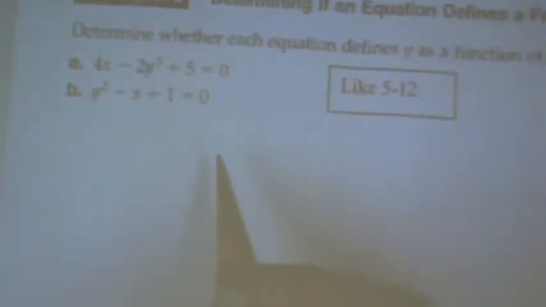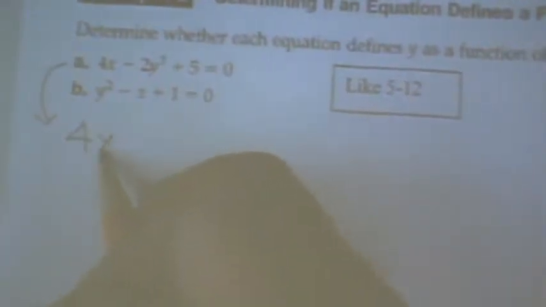So we looked at that in chapter 1, that's old stuff, and now what you're going to do is look at relations in the form of an equation. Here are two relations, A and B. A is 4x minus 2y cubed plus 5 equals 0. How do we know without graphing it, looking at the equation, if it's a function?